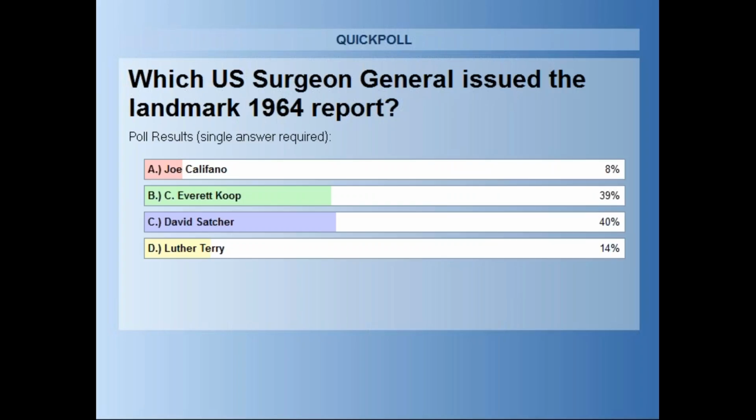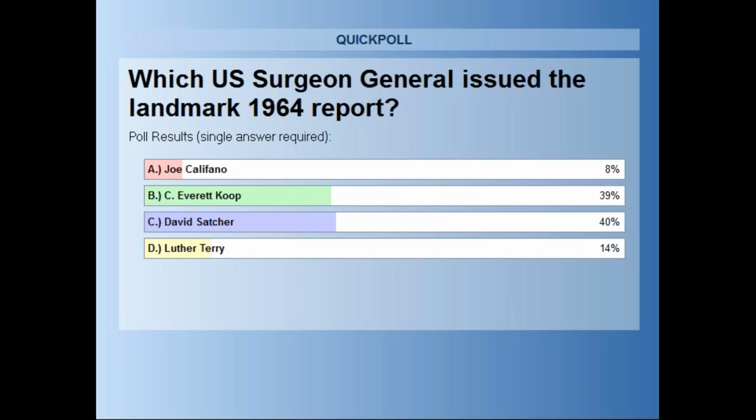David Satcher, well, Joe Califano, C. Everett Koop, and David Satcher all were Surgeon General, so they're all real people, but just time-wise, they all were post-1964. Joe Califano worked for President Carter. C. Everett Koop worked for the Reagan administration, and Clinton, I think, appointed the third. So even just time-wise, Surgeon General Terry is the only option.